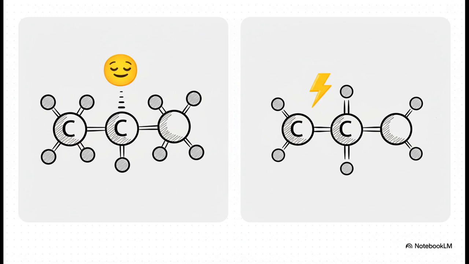But if it has at least 1 double or triple bond, it's called unsaturated. These are much more reactive because those double or triple bonds can easily open up to add more atoms.